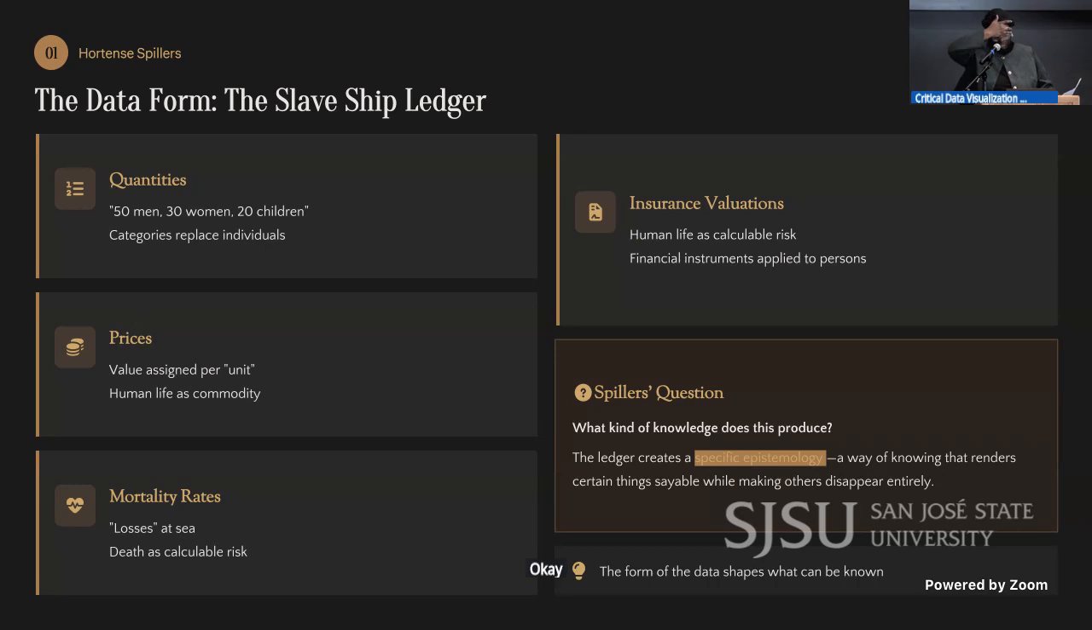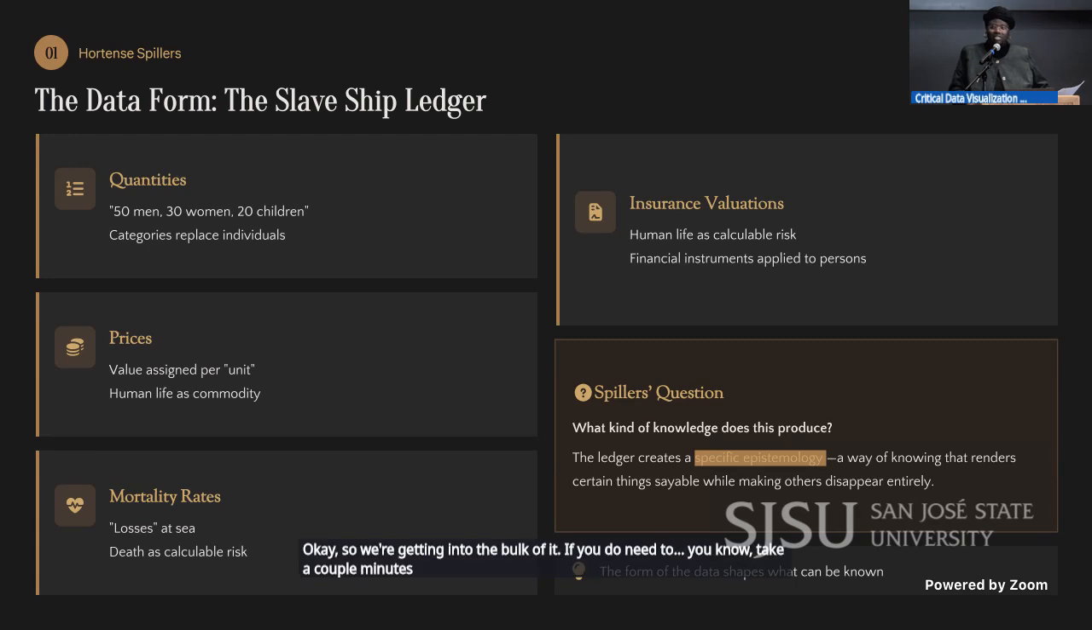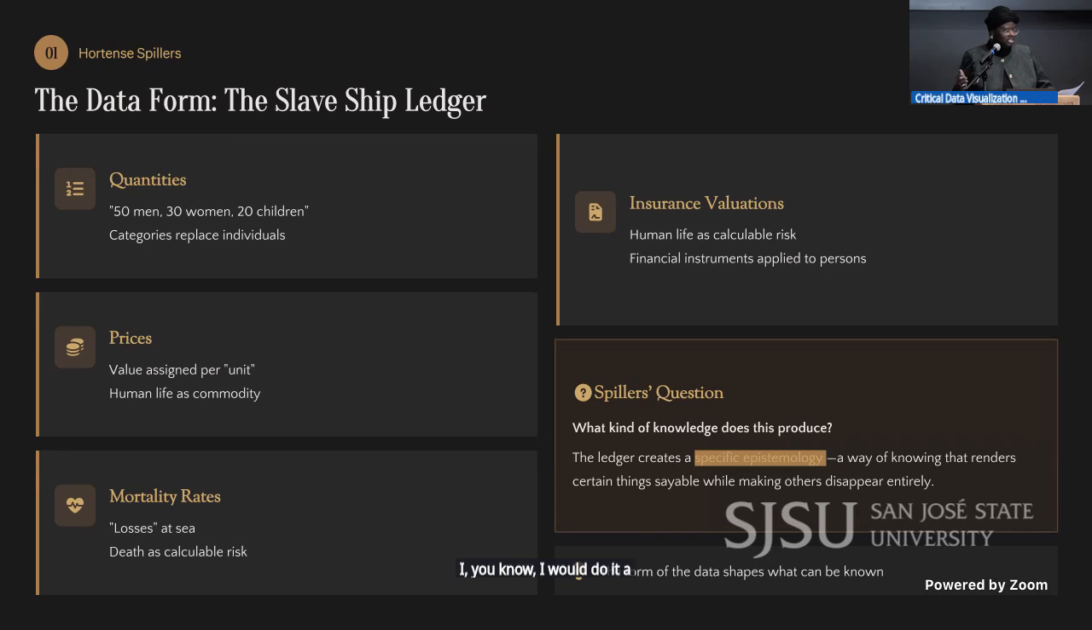Okay, so we're getting into the bulk of it. If you do need to, take a couple minutes, it's going to be some heavy stuff. We're going to talk about some really heavy stuff. I would do it a disservice during these particular political times for me not to talk about the larger histories of violence in this country.